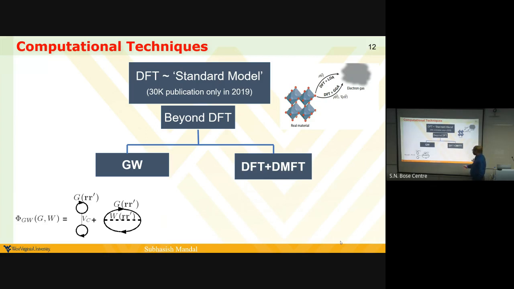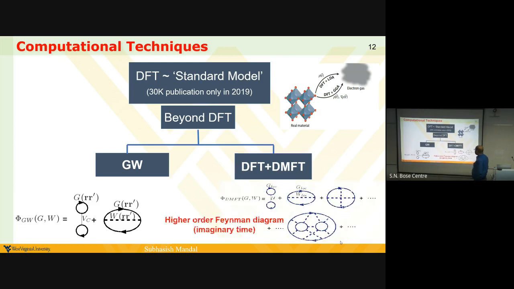In GW, you start with DFT and then you correct it by perturbing the system to the first order or second order, depending on where you want to stop. In DMFT, we can take almost all higher order Feynman diagrams, but it is local, on some atom, whereas in GW it is for the entire system. We're going to see these methods in detail, but this is how the methodology works. Things start with DFT and then you correct them.